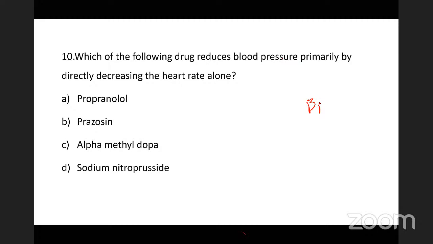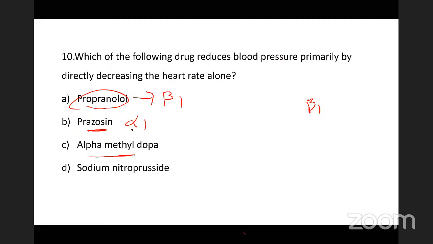Among the following options, propranolol is the one which acts by blocking the beta 1 receptor of the heart, thereby reducing the pressure. Although it is not cardioselective and can act on the beta 2 receptor also, among the given options, prazosin we know is an alpha 1 selective blocker.